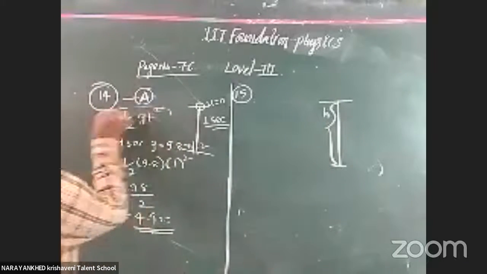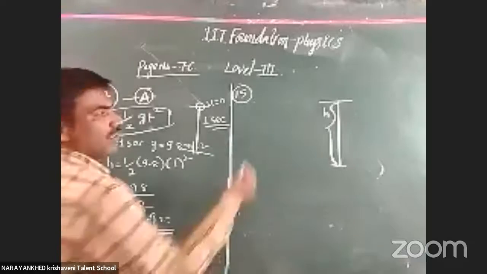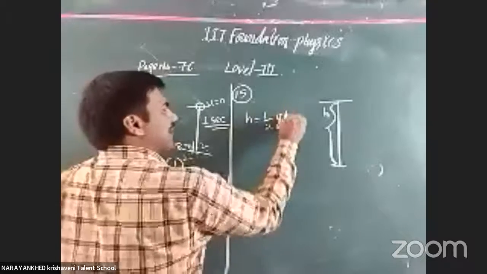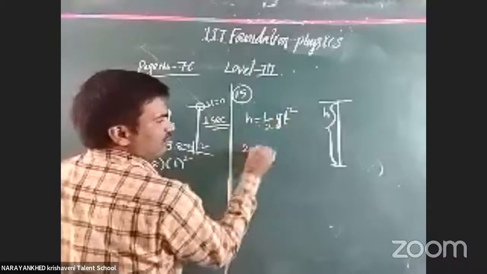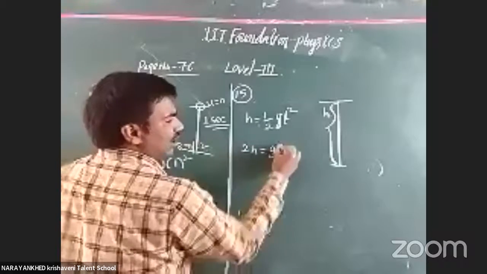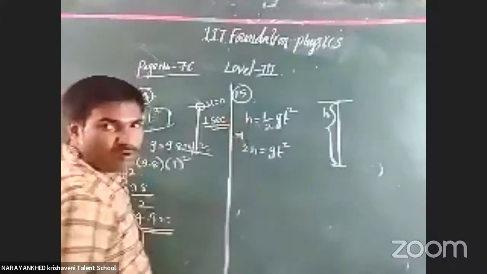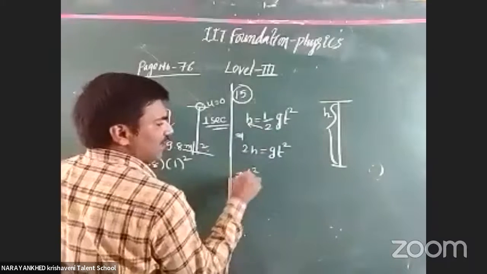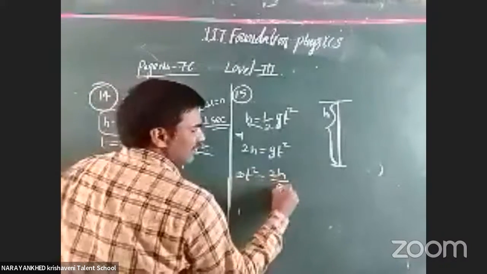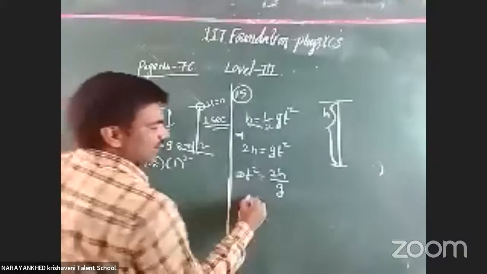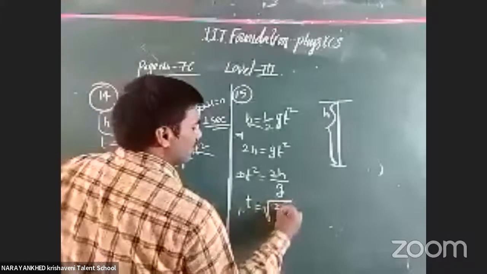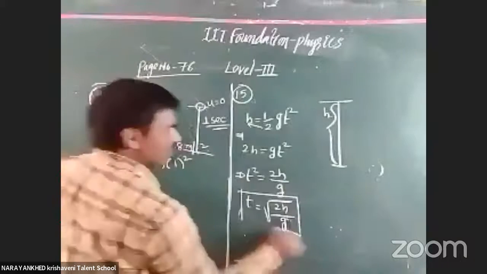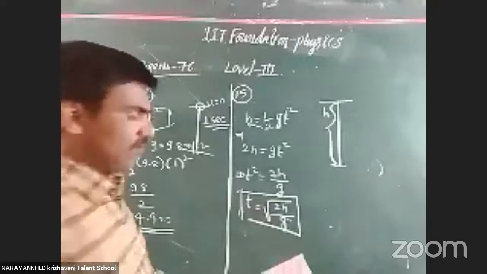What is the formula? Only a single formula for all the problems: h is equal to half g t squared. From that one, we can get the time t also. It is also written as 2h is equal to g t squared. Now t squared is equal to 2h by g. So t is equal to under root 2h by g. Got it? This is the answer for us. The answer to the 15th question is C.